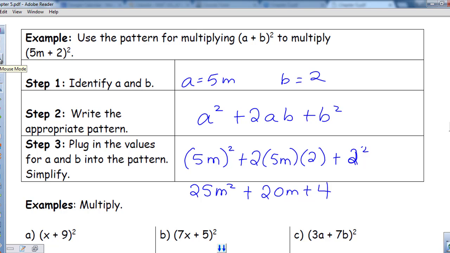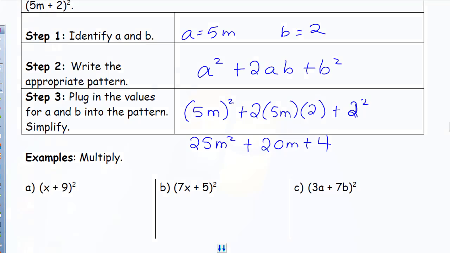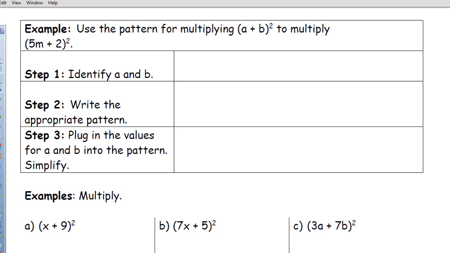All right, let's look at that again. You'd still probably get the same answer if you do it like this: 5m plus 2 times 5m plus 2. You still get the same answer. Yes, you do, but later on, that's going to be a problem, right? So you really want to try to use the pattern. I know people don't like to learn these patterns, but later on, it'll be a help if you'll go on and learn them now.